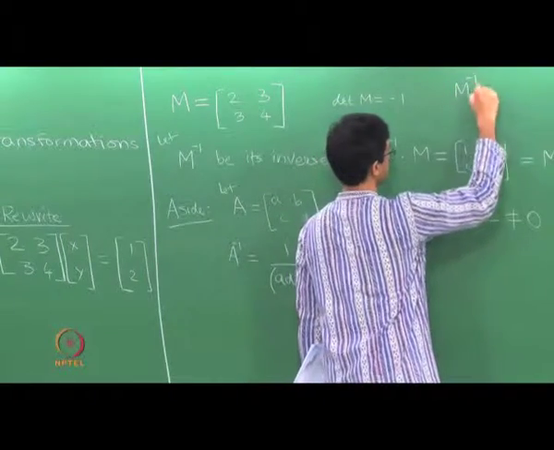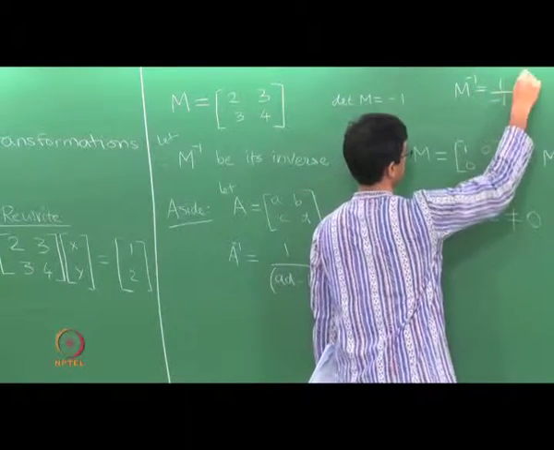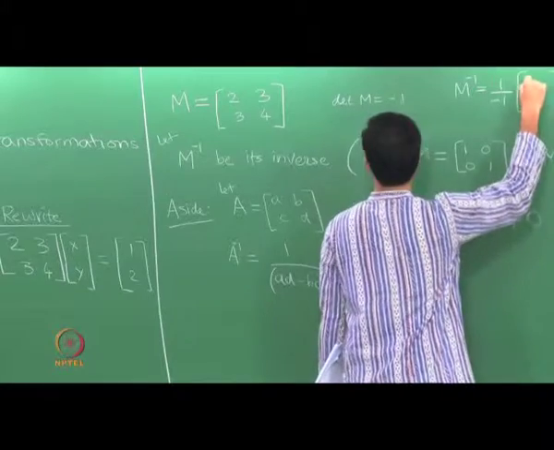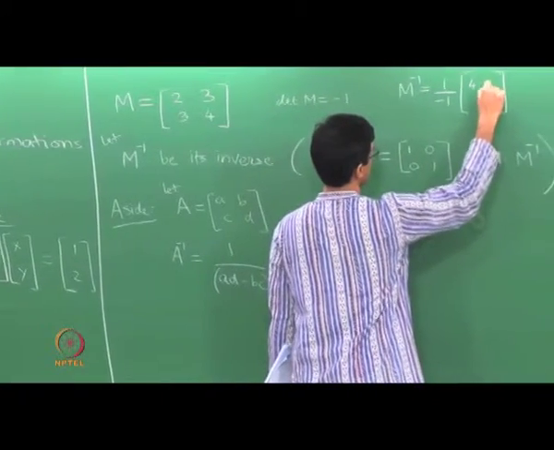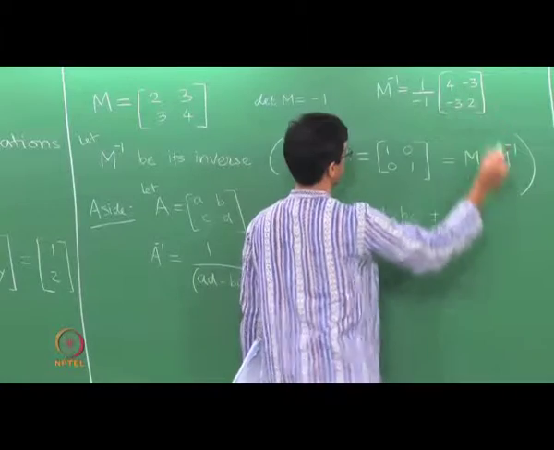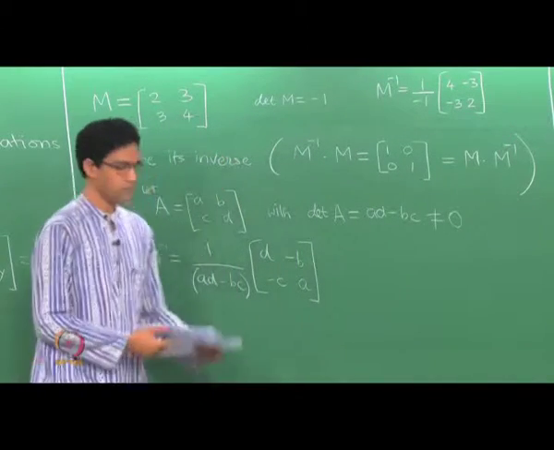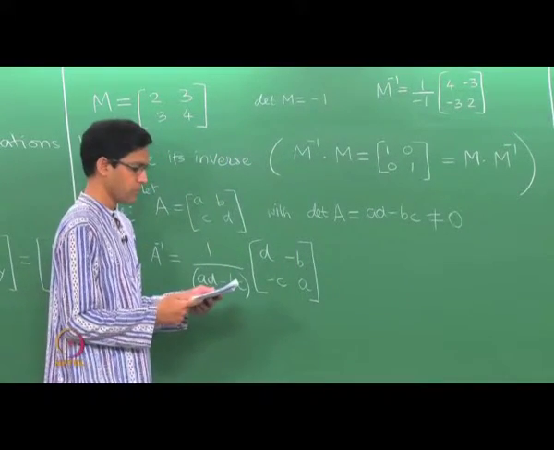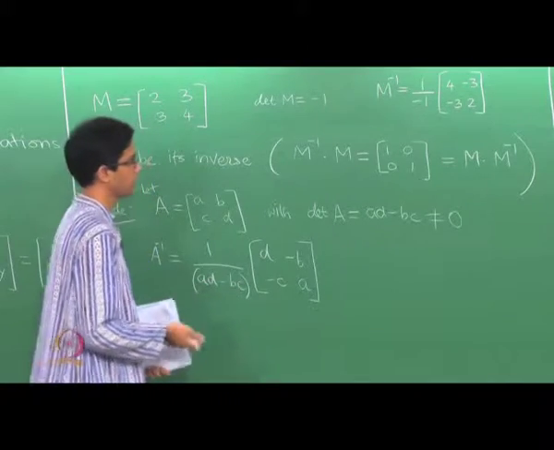The inverse of M is just 1 by minus 1 times d, a, and then you do minus 3, minus 3. So that is the inverse of this matrix M. And now what we do is just multiply. So now we are almost through.